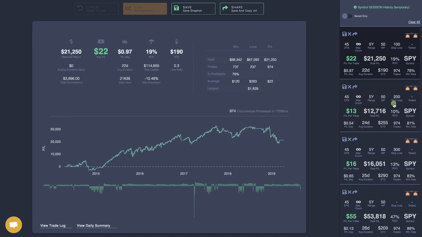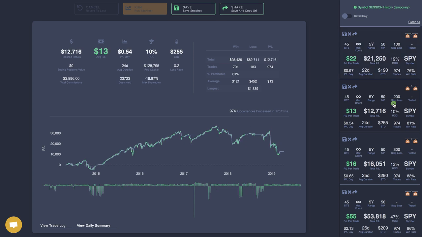The only thing we're changing is we're changing our stop loss from 100% to 200%. So we're 2x your initial credit. If your max profit or initial credit is $1,000, you're going to close the trade out once you hit a loss of $2,000. Okay, so the results are a little bit worse. Total realized return, $12,716. Average profit, $13 per trade. 54 cents is your P&L per day with a return on capital of 10%.